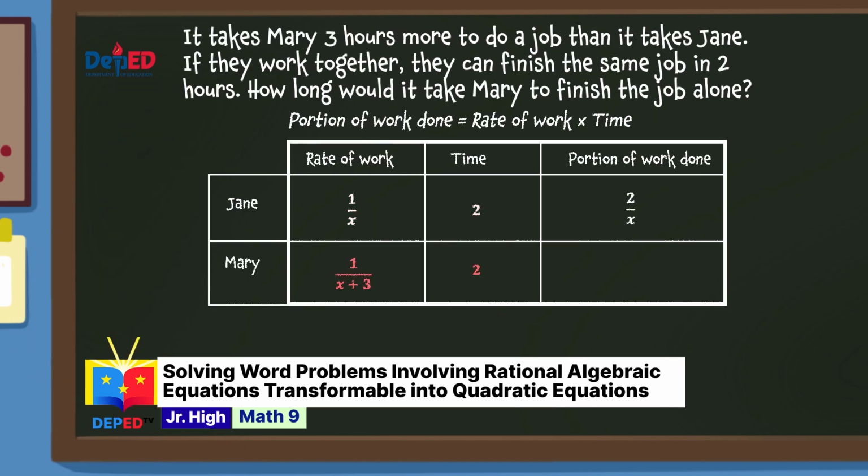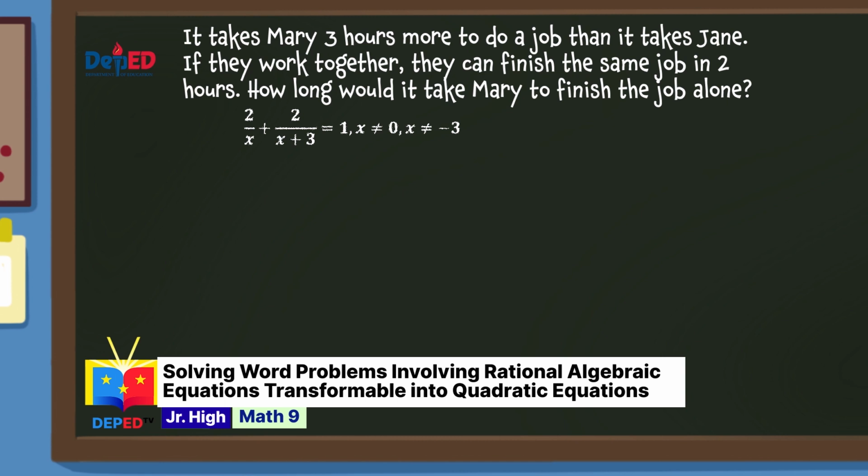To determine the portion of work done by Mary, we multiply the rate by the time. 1 over x plus 3 times 2 is equal to 2 over x plus 3. They work together and finish the job. Hence, if we add the portion of work done by Mary to the work done by Jane, it will be equal to 1 completed work. So we have the equation 2 over x plus 2 over x plus 3 equals 1, where x can't be 0 because 2 over x will be undefined, nor can it be negative 3 because 2 over x plus 3 will be undefined. Now, we must transform the equation into a quadratic equation.